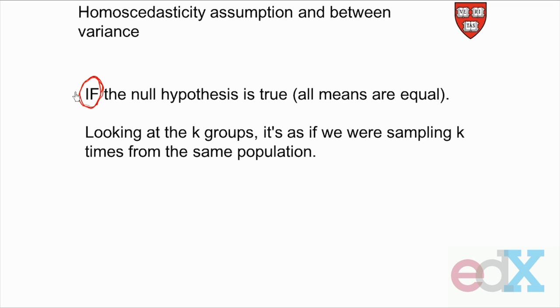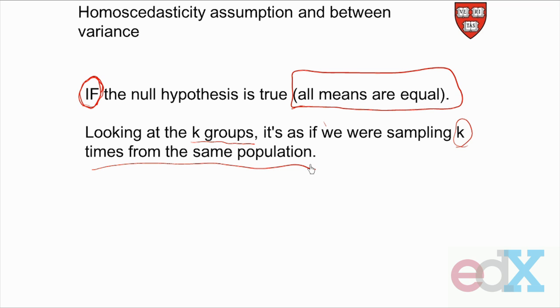If the null hypothesis is true, then what do we expect to see? We'll start progressing that way. So if the null hypothesis is true, we expect all the means to be equal. That's what the null hypothesis is. Now, let's look at these k groups. It's as if we were sampling k times from the same population. Remember, it's a normal population. They all have the same standard deviation. They all have the same means. So these k samples can be considered as sampling k times from the same population.